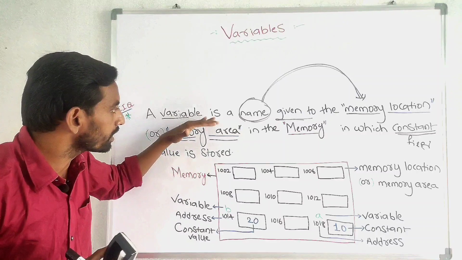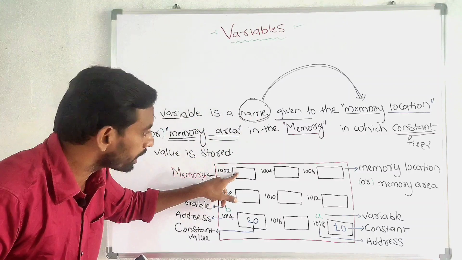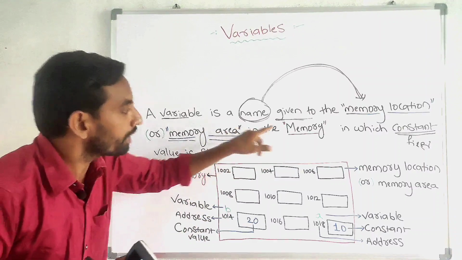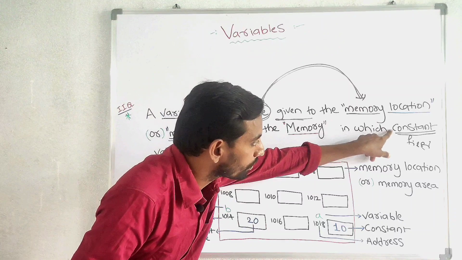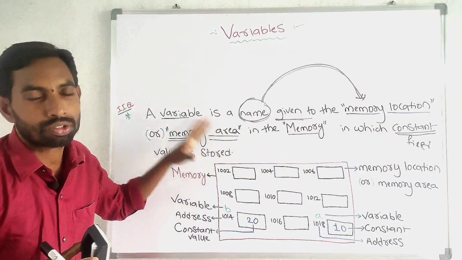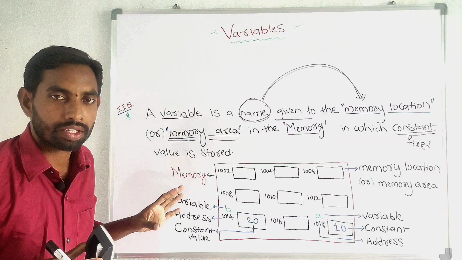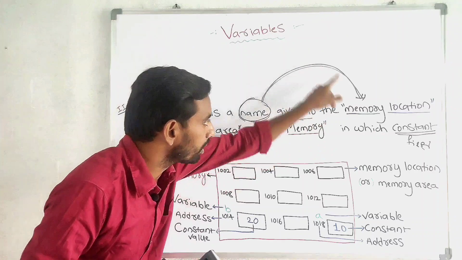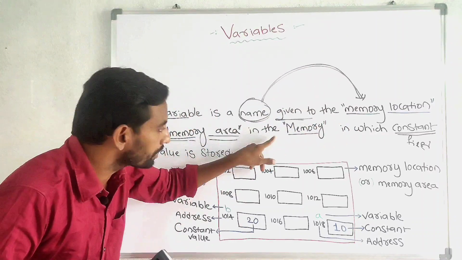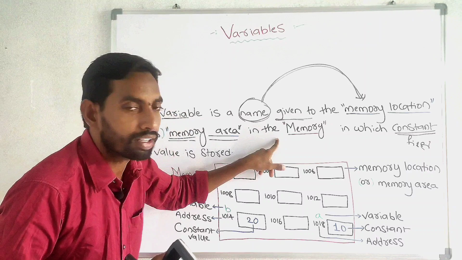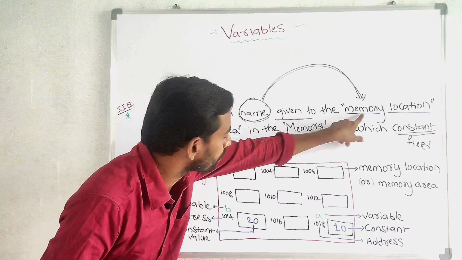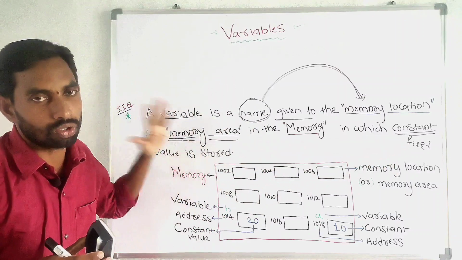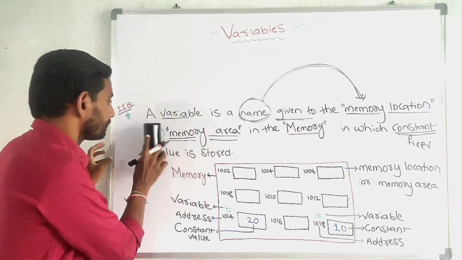A variable is a name given to the memory location or memory area in the memory in which a constant value or fixed value is stored. Clear or doubts? A variable is a name given to the memory location or memory area inside the memory, in which a constant value or fixed value is stored.